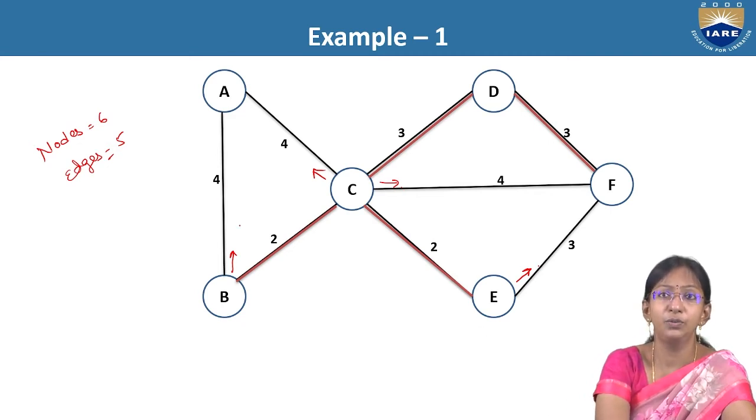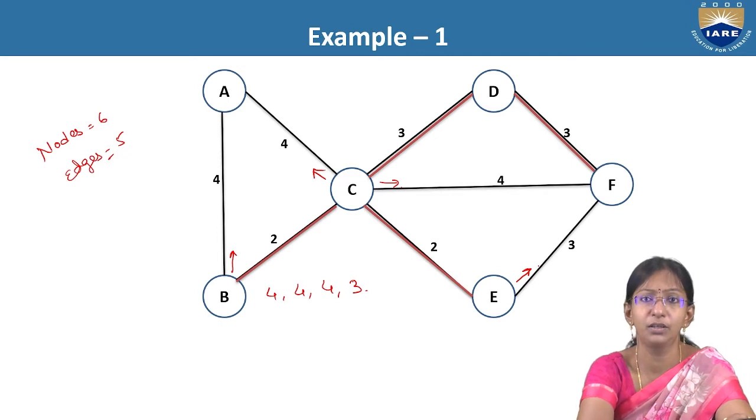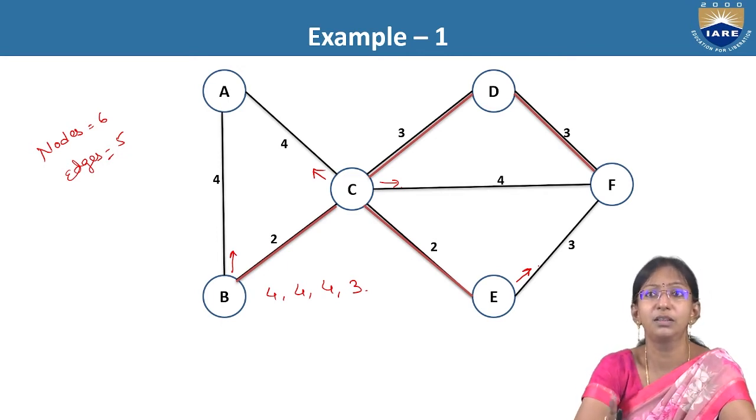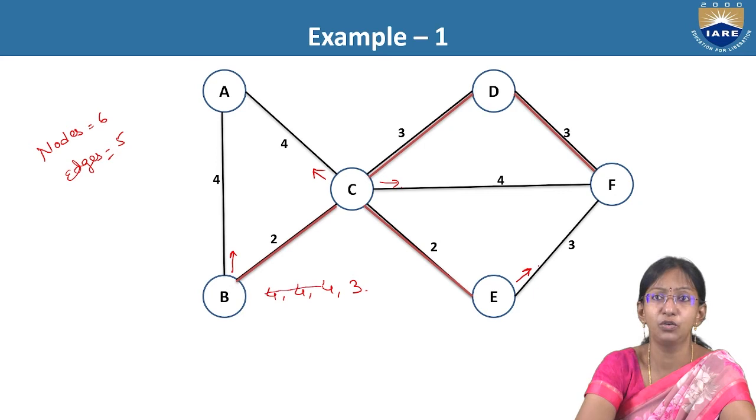So what are all the weights? 4, 4, 4 and 3. Very good. What is the least weight? Obviously 3 is the least weight.